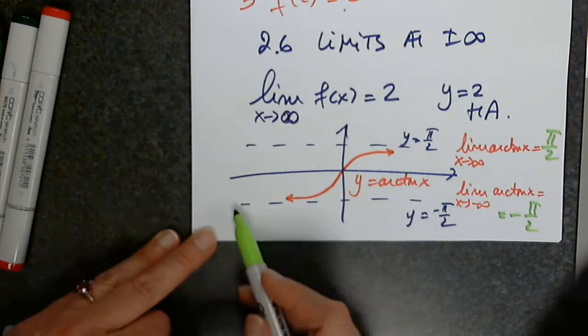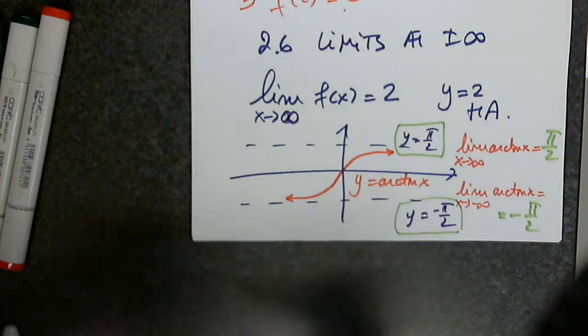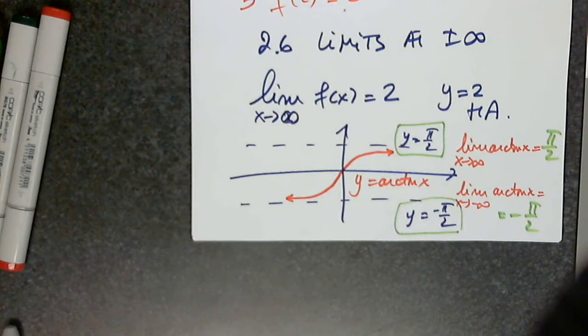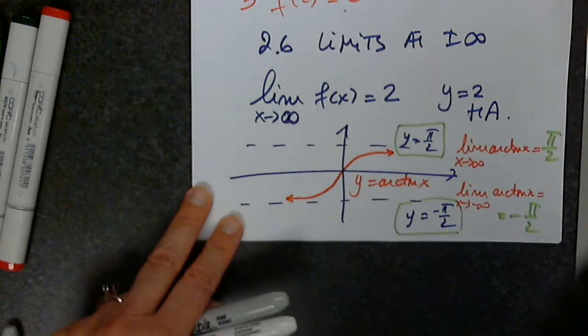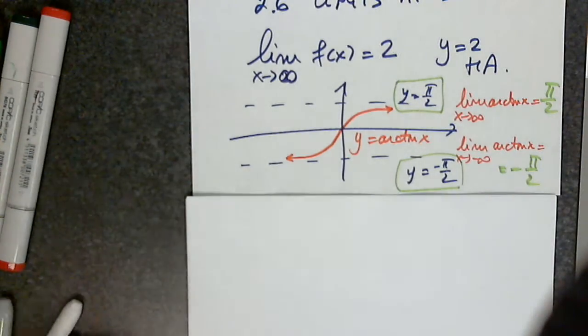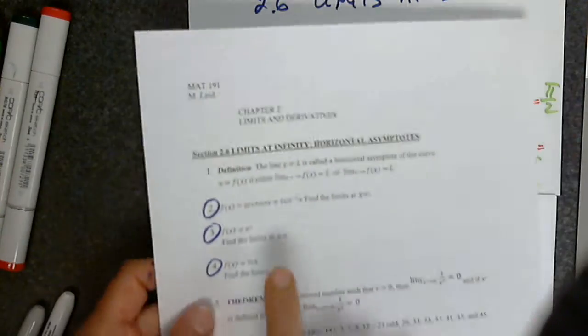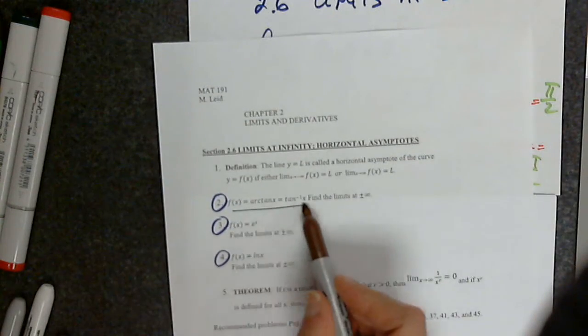Which means this and this are horizontal asymptotes. That was one, a refresher. Please go back to the previous handout with all those graphs. So that was the answer here.